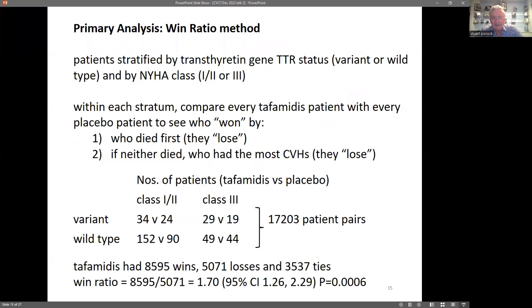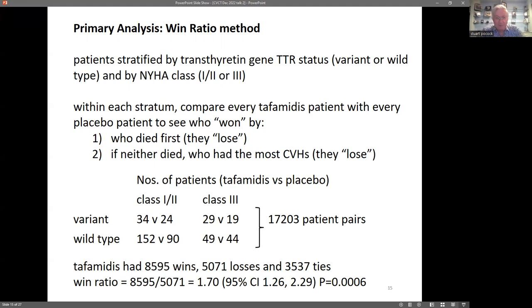Next slide, please, which is the win ratio method. Now, they said patients need to be stratified by their transthyretin gene TTR status, variants or wild type, and also stratified by their general health, what's called their NYHA class 1 or 2 being healthier than class 3, at the time of randomization. And so within each stratum, now it's a stratified win ratio analysis. Within each stratum, you compare every tafamidis patient with every placebo patient to see who won.